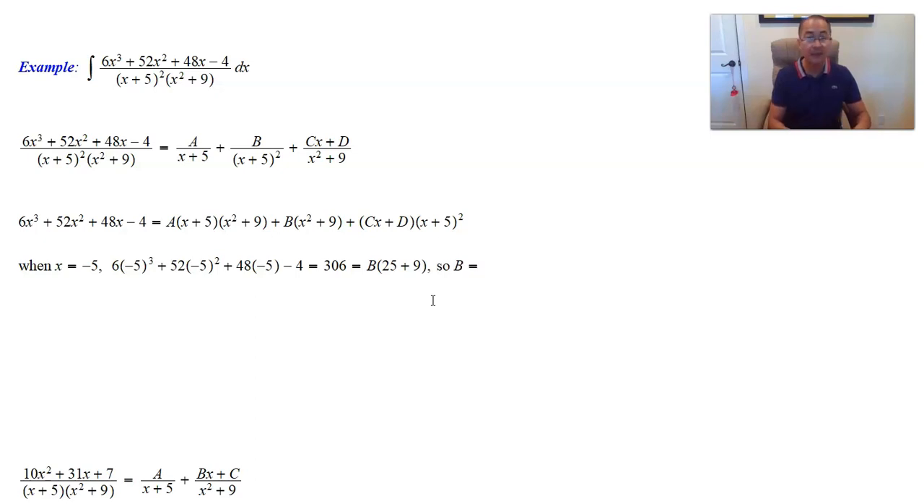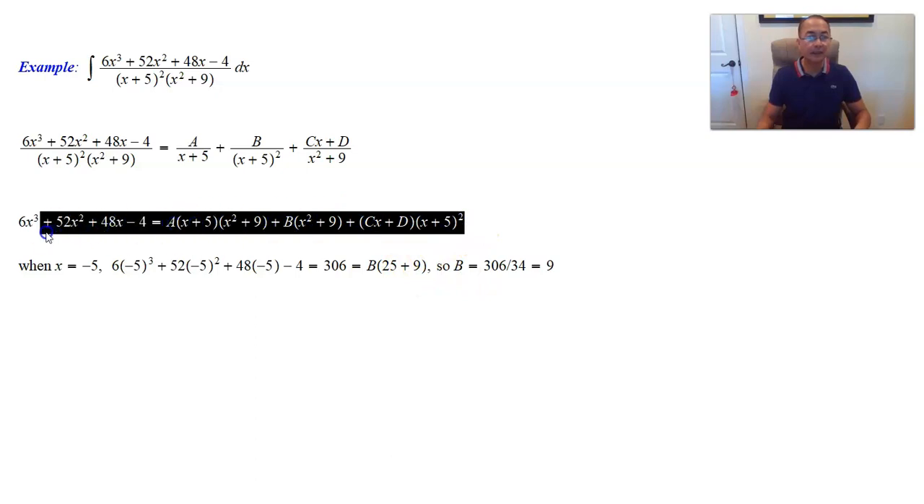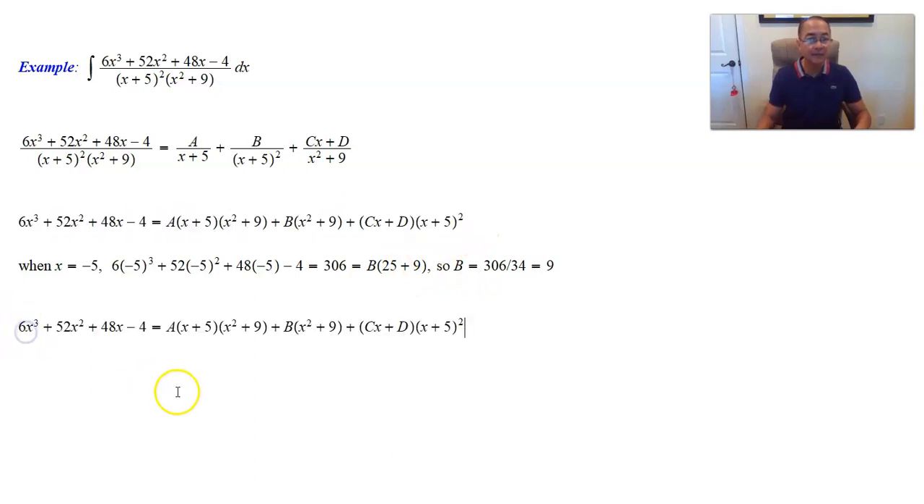So b equals 306 divided by 34. Do we get a nice number? And yep, we get 9. Excellent, so b is 9. All right, so let's copy this. b is 9.